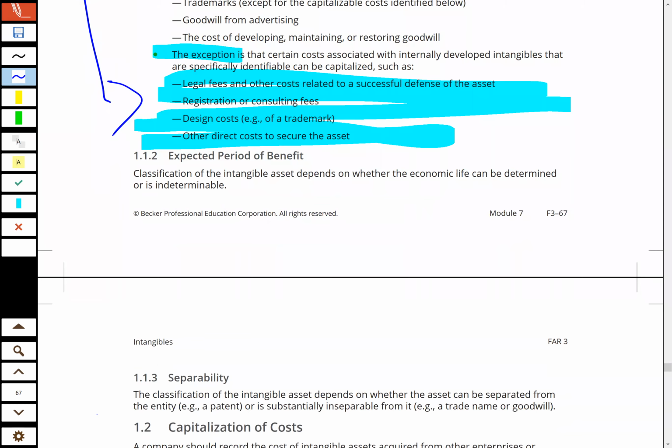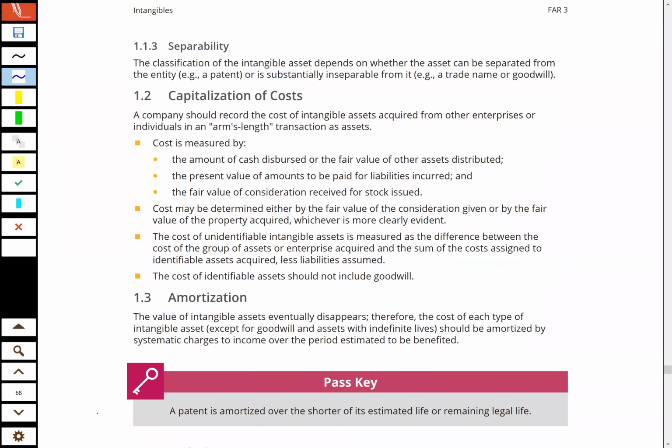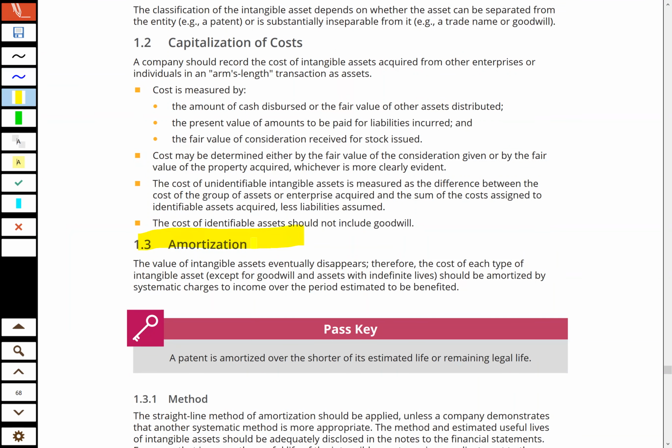Now, you will capitalize those costs, and then you need to amortize those costs, because the value eventually will disappear, except for goodwill and assets which have an indefinite life. For example, say you bought the right, and there's no term as to how long you'll be able to hang up the golden arches in front of McDonald's, and nobody knows when that's going to lose value. You wouldn't amortize that because it doesn't have a determinate life. But for things that aren't goodwill, like patents, you will amortize those. It is to be amortized using the straight line method, over the shorter of the economic life or the legal life.